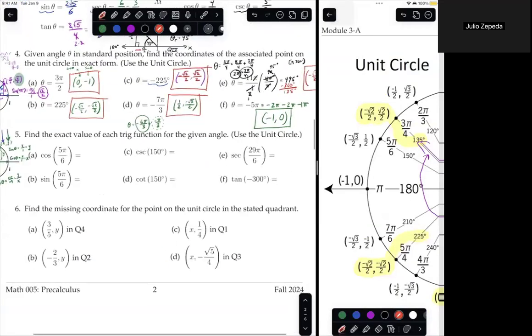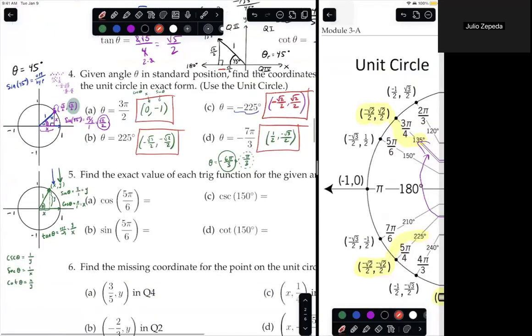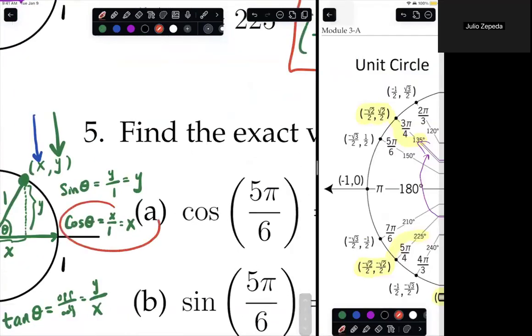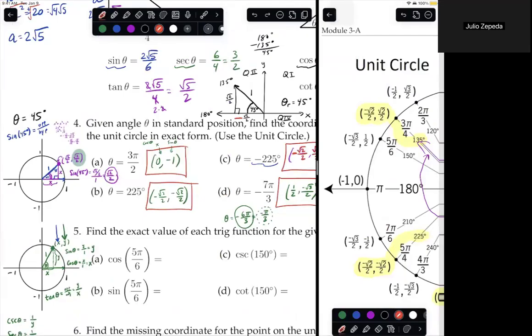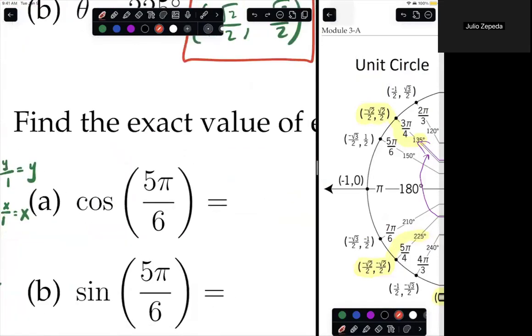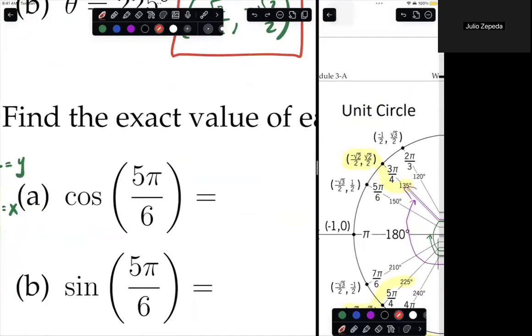So problem number 5 now asks us to find the cosine of an angle. Okay, and we said a moment ago that the cosine of theta on the unit circle is just the x value. And so problem number 4 asks us to find the associated point. Problem number 5 asks us to find a trig function value, and we're going to use that associated point from problem number 4. So let's go ahead and try to find the cosine of 5 pi over 6.